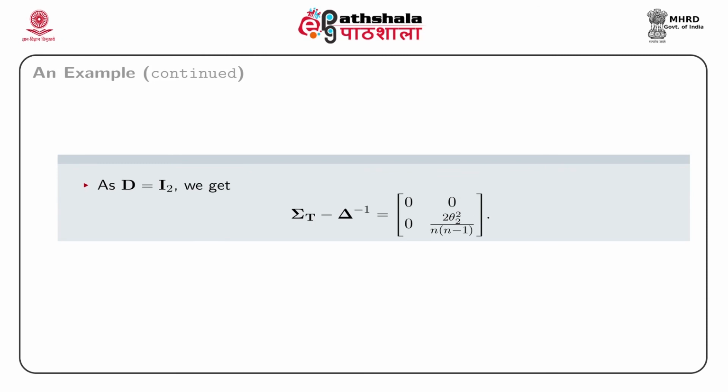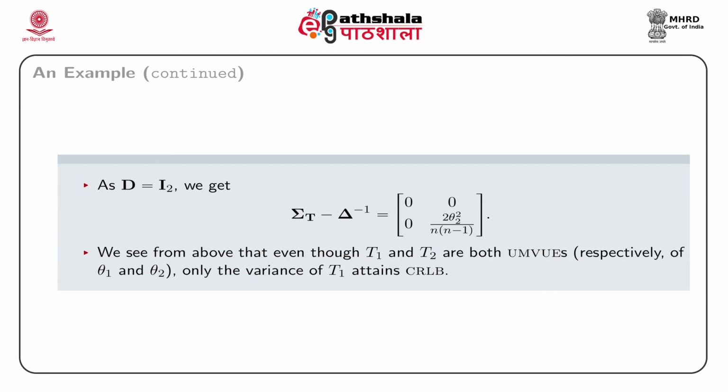It is to be noted that since T1 and T2 are respectively the UMVUs of theta 1 and theta 2, from the above example we see that the variance of T1 attains the Cramer-Rao lower bound, but the variance of T2 does not attain the Cramer-Rao lower bound.